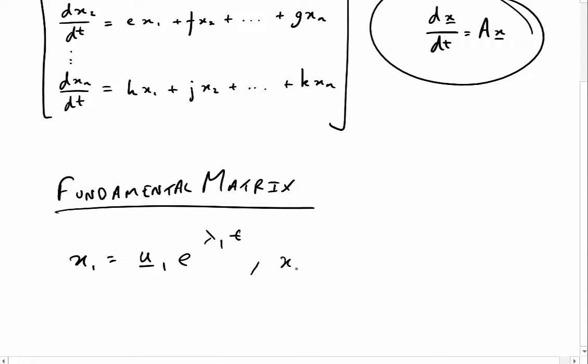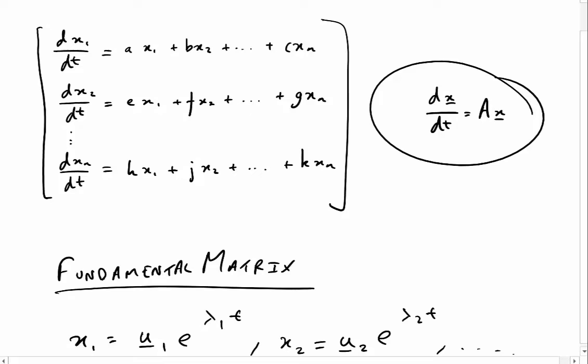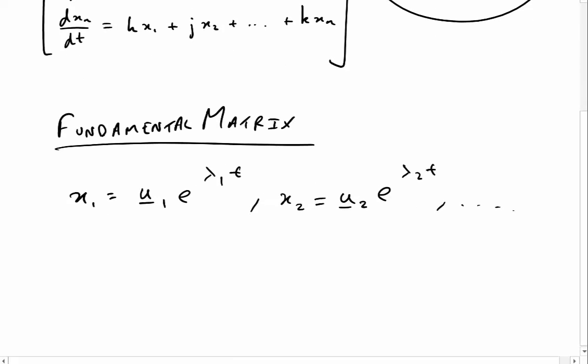This is what my solution should look like for x1, say. And it'll be exactly the same kind of thing for x2. So it'll be the second eigenvector, e to the second eigenvalue, and so on and so on for all of our n different solutions. You can verify that by differentiating with respect to t and getting this system out. So this is what my fundamental solution is going to look like.